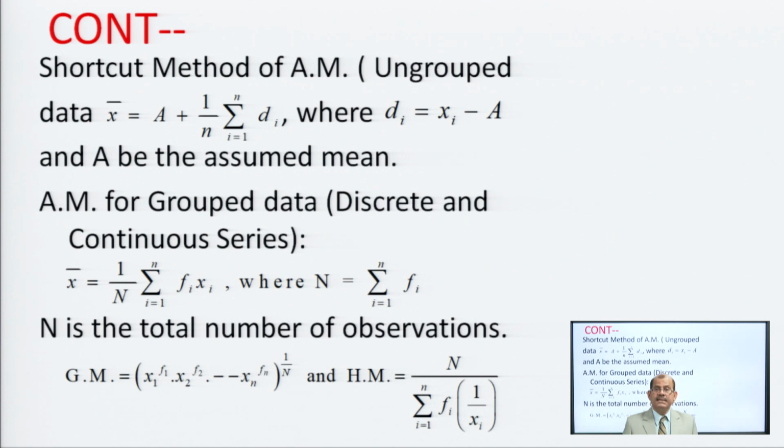Geometrical mean is equal to x1 raised to the power f1 into x2 raised to the power f2 and so on xn raised to the power fn, whole raised to the power 1 by capital N. Harmonic mean for grouped data is capital N divided by summation i varying from 1 to n fi into 1 by xi.